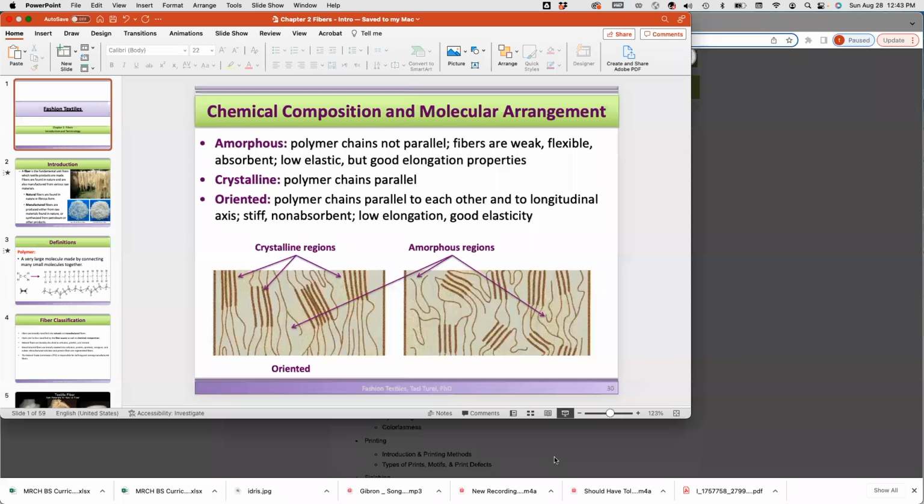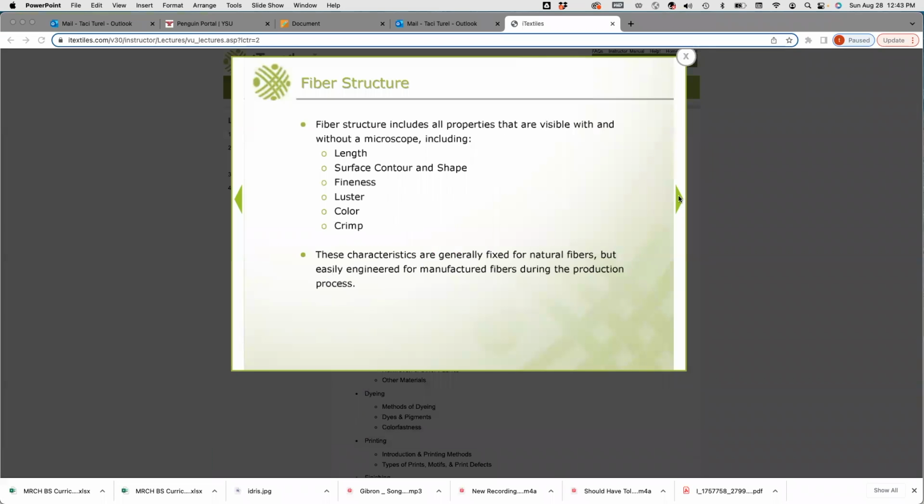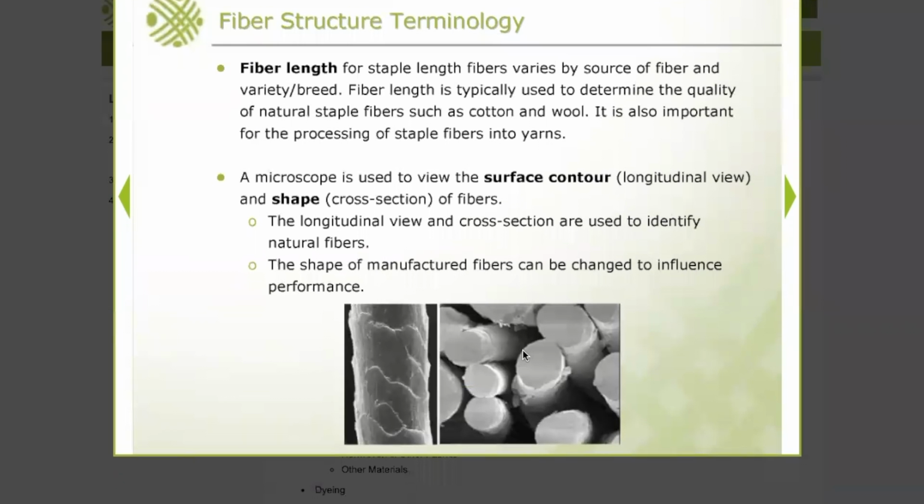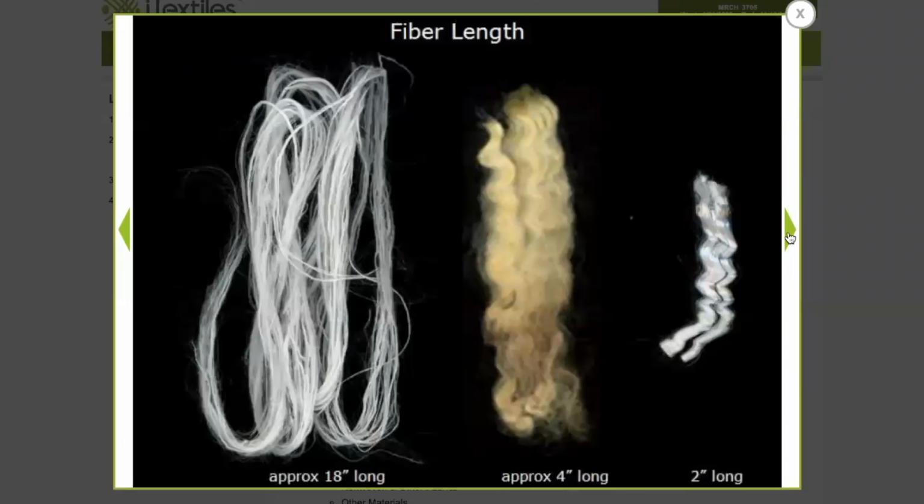So I'm gonna skip this for a second because I want to go through your iTextiles a little bit. And I'm just gonna show you a couple of things, again, cross section and surface contour of a fiber. You can see the fiber length of different fibers. This is 2 inches long, this is 4 inches long, this is 18 inches long. Anytime you see a long, long fiber like this, it's probably a synthetic or manufactured fiber, because natural fibers are generally not long except for silk.